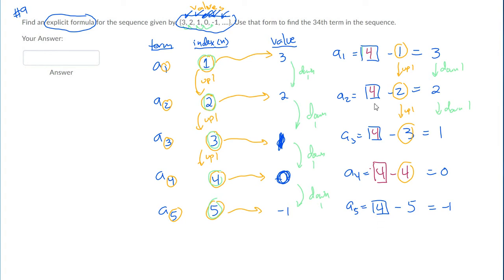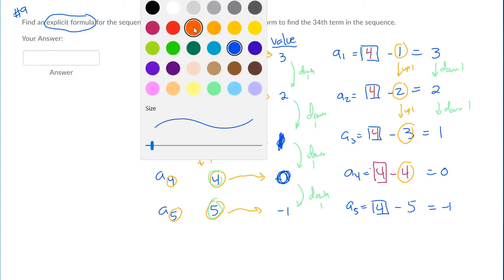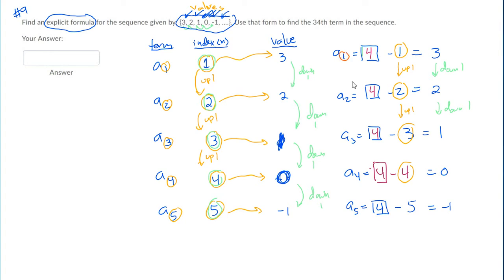The 4 is not changing, is it? The only thing changing is the index. The only thing changing, essentially, is this index number. Right? The index number is changing, which means I'm changing and these numbers here. These are my index numbers.